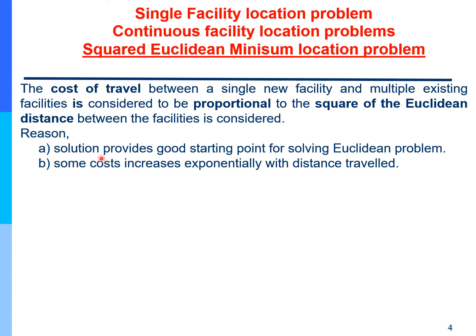But also we can use the solution of the squared Euclidean problem when we obtain that coordinate. We can use it as a starting point for solving the Euclidean problem. It can be a starting point. And also, we can use that solution to obtain a bound for the Euclidean problem. We will be discussing what a bound is and how we can obtain it. Okay, but now let's consider what the solution procedure is.